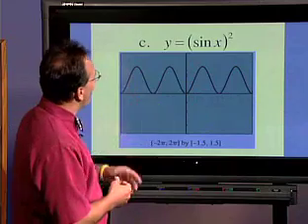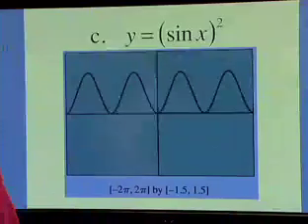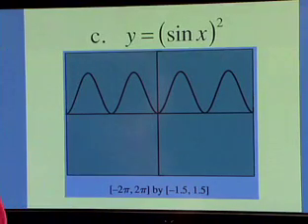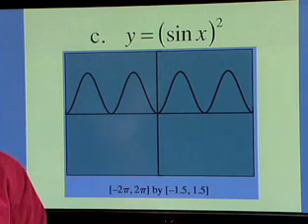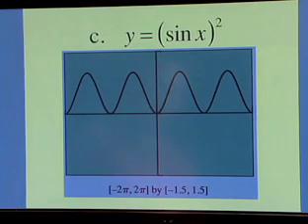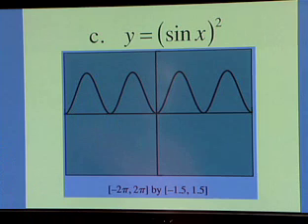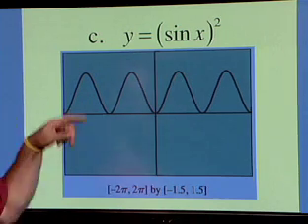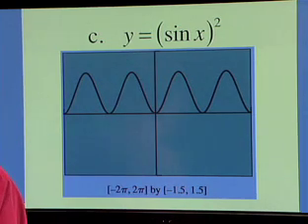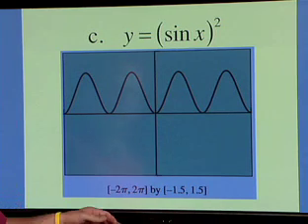What about part C? Part C, y = (sin x)². Well, of course, it does make sense. When we square it, it becomes positive, so we don't see anything below the x-axis. And in this case, we can see that it appears to be periodic still.